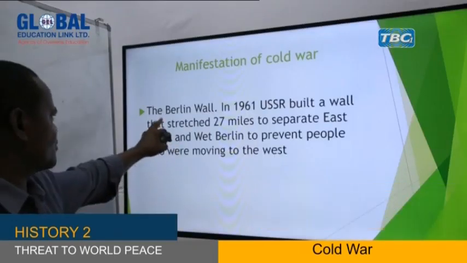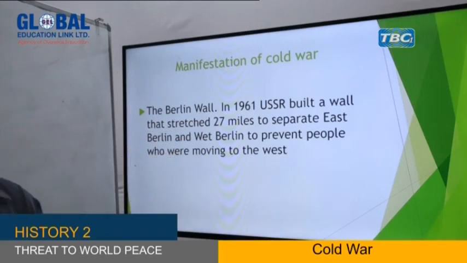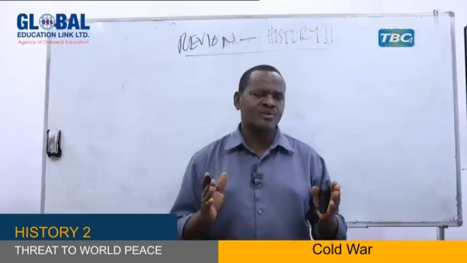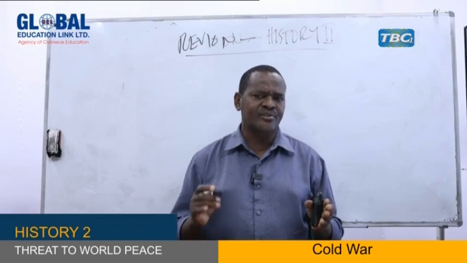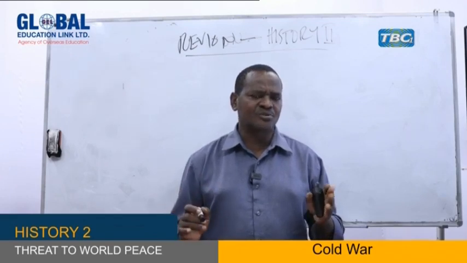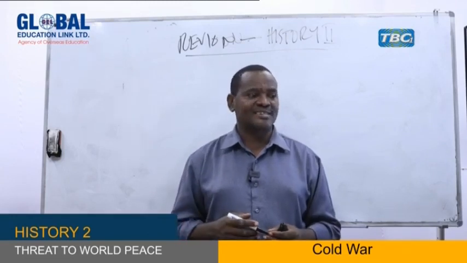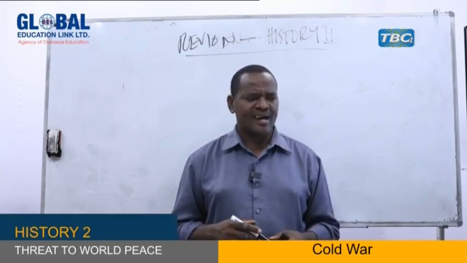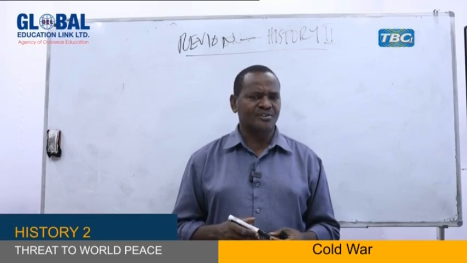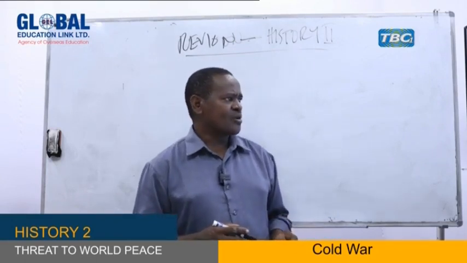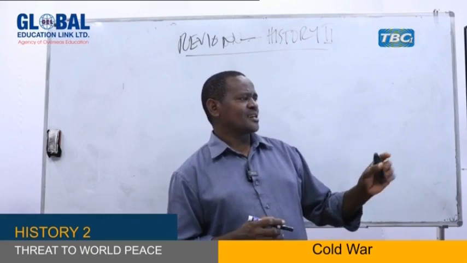Another manifestation of the Cold War is the Berlin Wall. In 1961, the USSR built a wall to separate East Berlin and West Berlin. They wanted to prevent people from crossing from the eastern section of Berlin to the western section. In fact, they were running away because in the eastern part there were shortages of supplies and so on. In order to make sure that people were not crossing to the other side, the USSR decided to build a wall, which was called the Berlin Wall. That is also one of the signs to show that there was a Cold War.